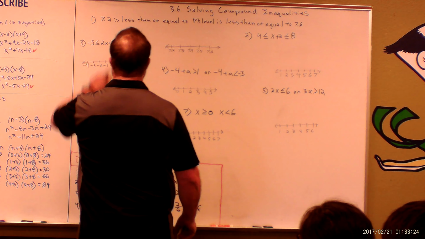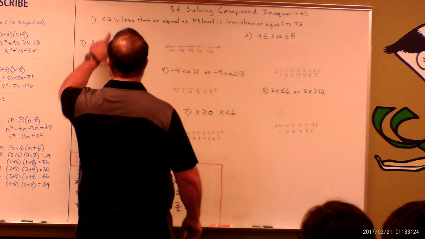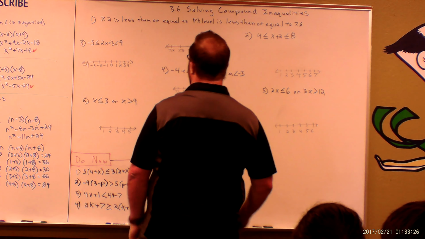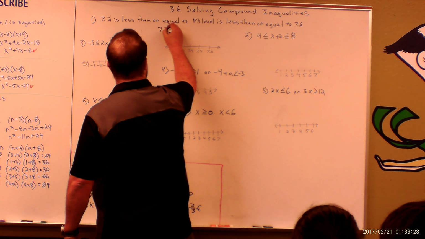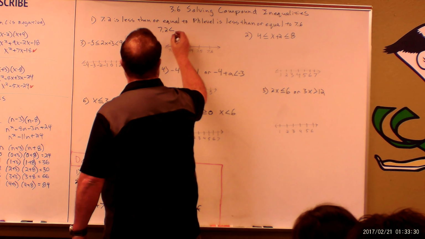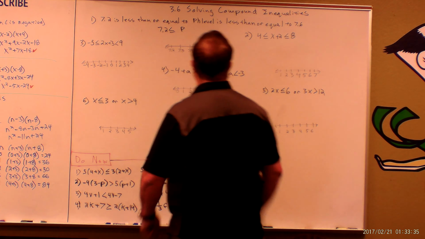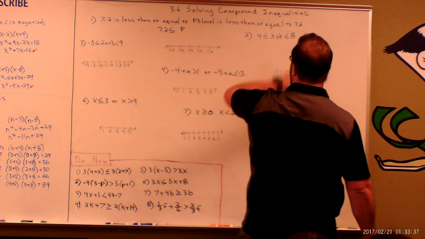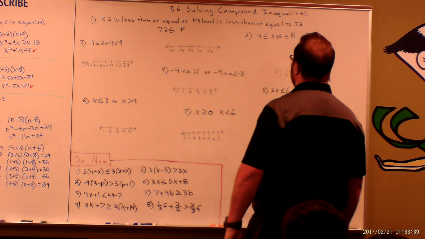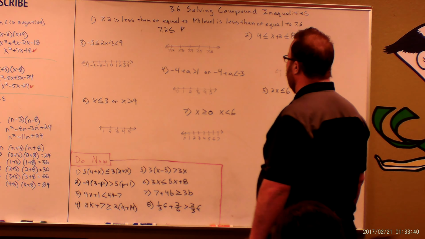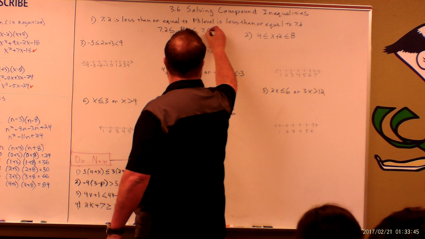Right, looking at this first one. It's in words, it's a little different, okay? So we're going to write this out. 7.2 is less than or equal to the pH level. We're just going to call it P. P is less than or equal to 7.6.